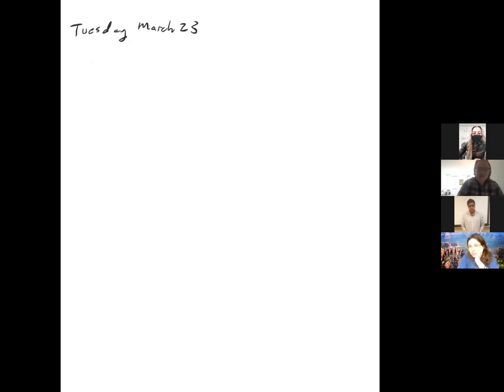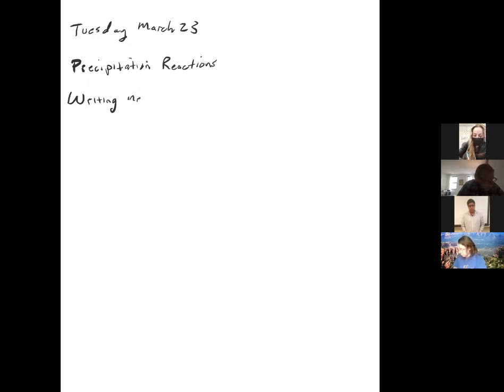Let's see here. So the first one that I wanted to look at, again, we're at chapter 4, and what I wanted to do was to talk about precipitation reactions. There's a couple of what I would call skills that we want to develop in terms of precipitation reactions. So the first one that I'm going to look at is called writing net ionic equations.